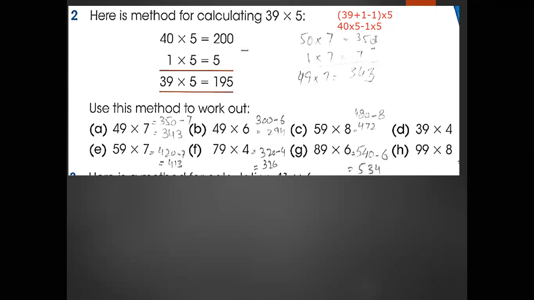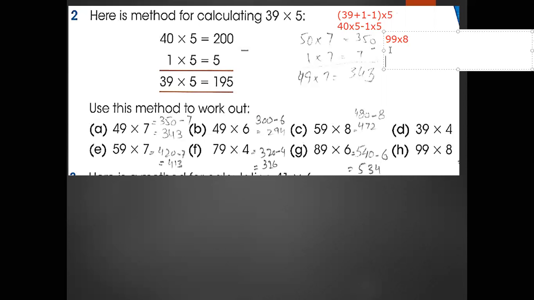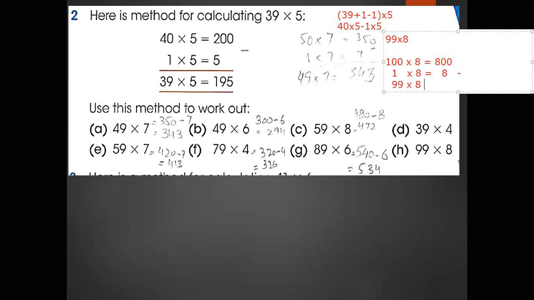Okay, let's solve another question, that is 99. The question is 99 multiplied by 8. If we add 1 to 99, it is equal to 100. So 100 multiplied by 8, and 1 multiplied by 8. On the top, that is equal to 800, and the bottom is equal to 8. So this one is for minus, remember this thing. Now once I subtract all this, the answer to 99 multiplied by 8 is equal to 792. Okay, that is the answer.